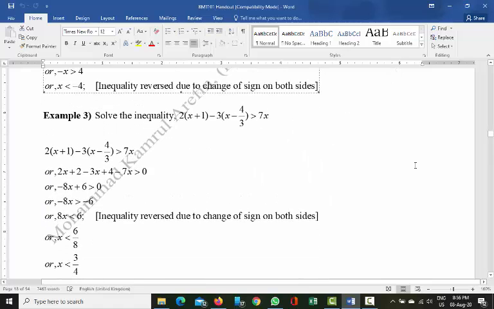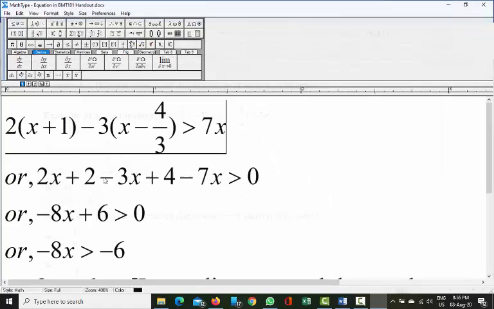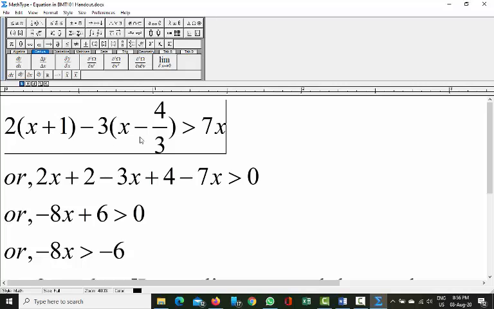Right, so next one. We want to solve this one. To solve this one, obviously first we need to simplify. So we will multiply these two. If you multiply these two, we will get 2x plus 2. And then we will multiply this.